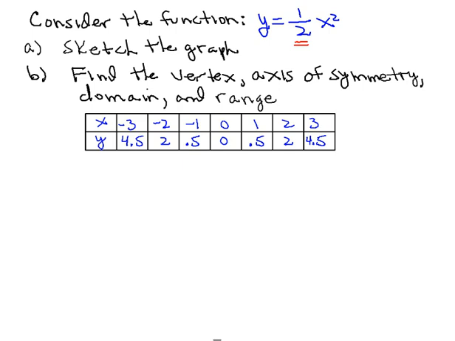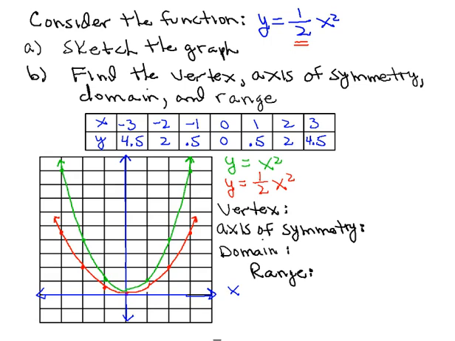So let's graph both of them on the same set of axes and see what we have. Now you'll see the graph of y equals x squared is in green, and the graph of y equals 1/2 x squared is in red. Now what you notice is that the graph of y equals 1/2 x squared is in a sense fatter than the graph of y equals x squared. So we would say then, in official mathematical terms, that the graph of y equals 1/2 x squared compresses the graph of y equals x squared by a factor of 1/2.